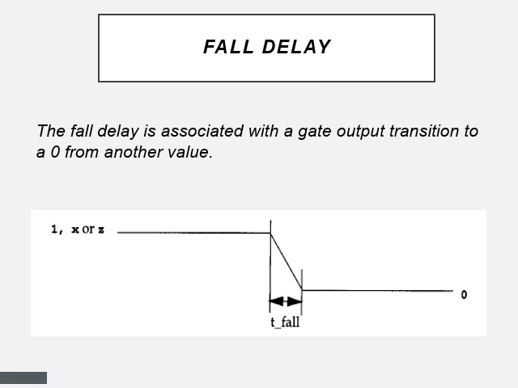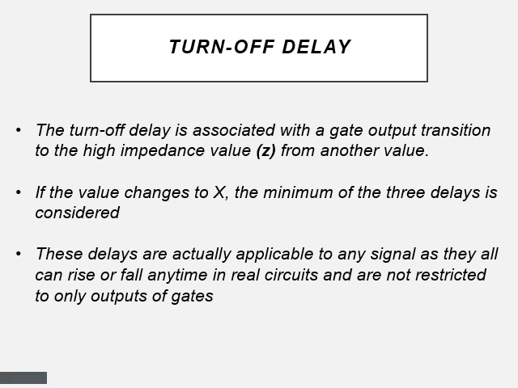Similarly, the fall delay is defined as the time taken by the output of a gate to reach a value of 0 from the other three values, that is 1, X or Z. Likewise, the turn-off delay is defined as the time taken by the output of a gate to reach a value of high impedance from any other value. In case the value changes to X, the minimum of the three values is considered.